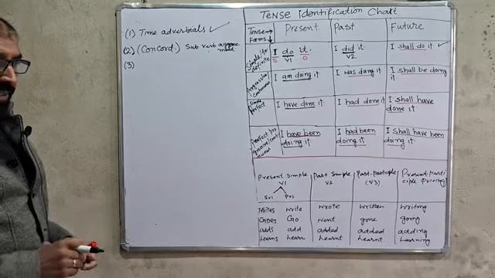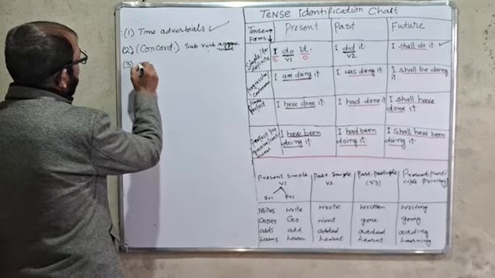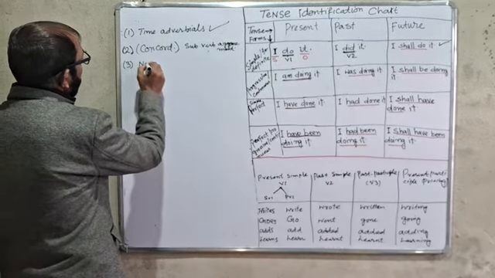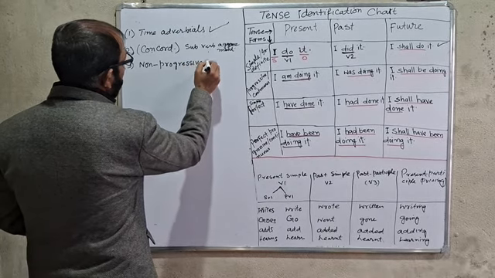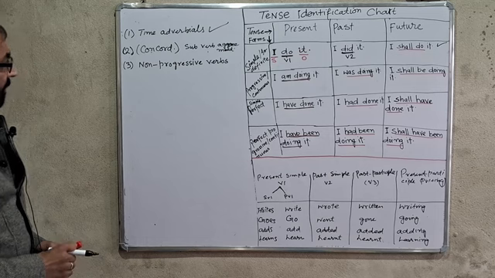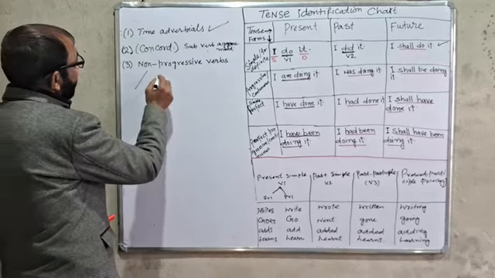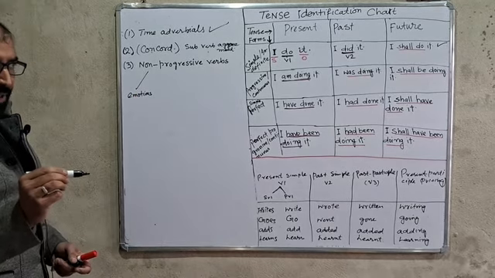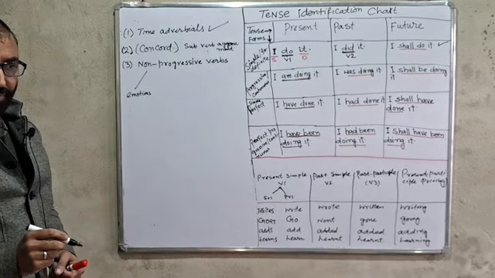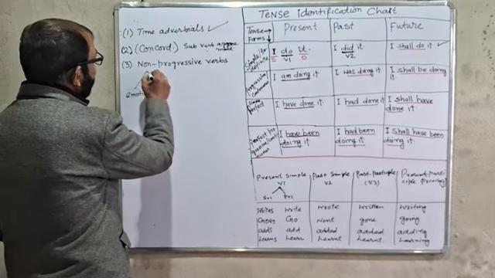Third and very important point that you should remember is non-progressive verbs. What are these non-progressive verbs? There are categories of it. One, dealing with emotions. These are actually not action verbs like write, where there is body movement involved. Going, coming, jumping, these are action words. Non-progressive verbs are not action words, they deal with emotions like love, like hate.